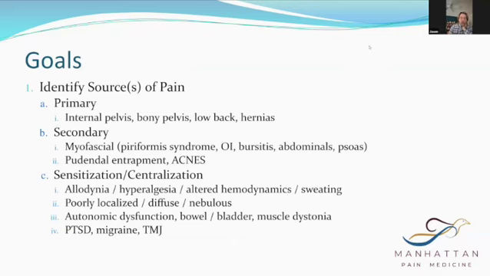If you go through all that process and you just don't make any traction, they're not getting any better, you have to ask why. What is it that's still driving this process? And that's what we have to figure out and treat.